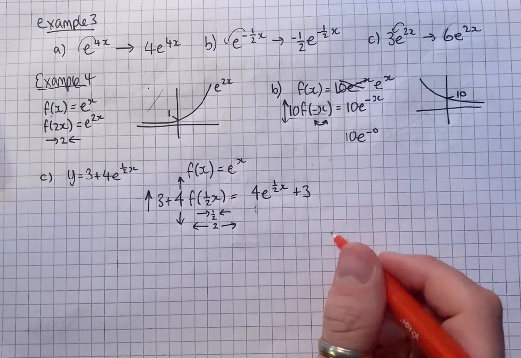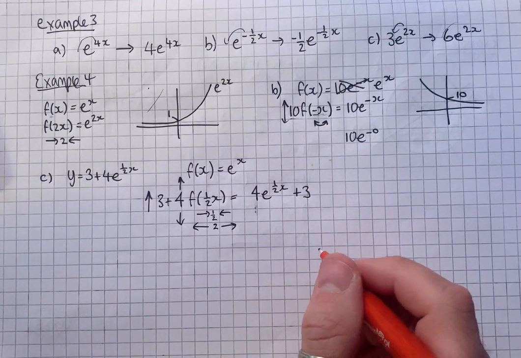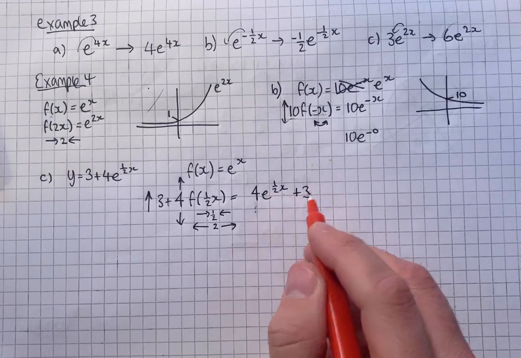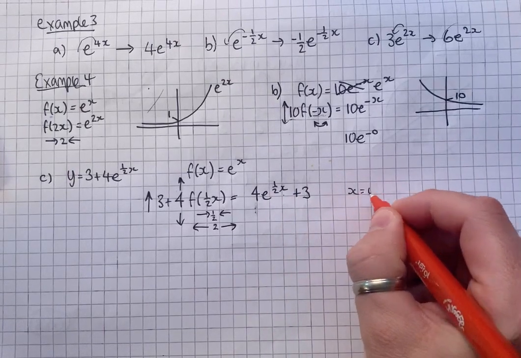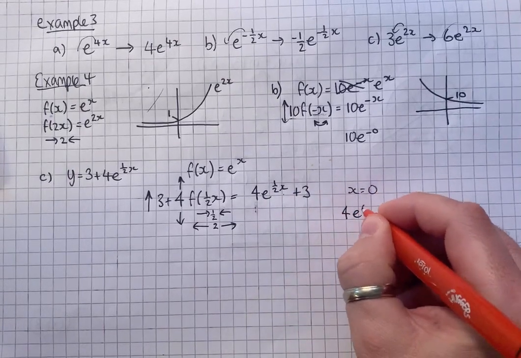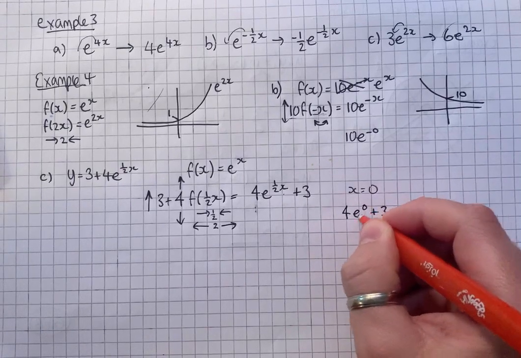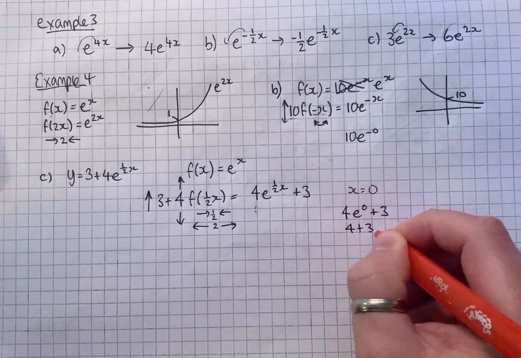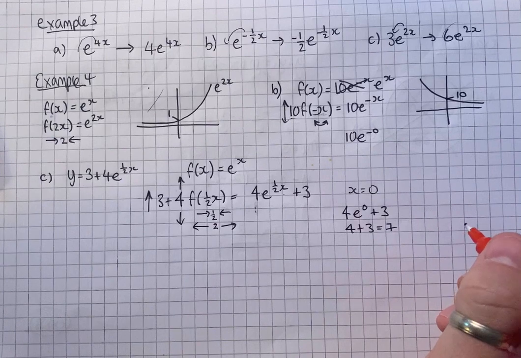And also there's a very easy way to tell. You can tell where it goes through the y-axis. So when we put x equals 0 in, we get 4 e to the 0 plus 3. E to the 0 is 1, so 4 plus 3 is 7. So we know it should be going through the y-axis at 7.